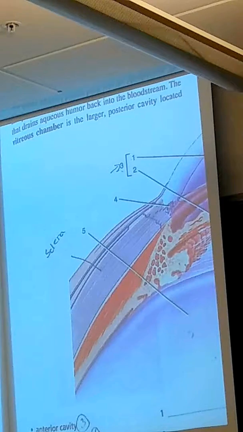So, the same thing. What is this? Let's go. What points will be here? Like, what is the white part of the eye? Sclera, right? What is this? Cornea. All right.